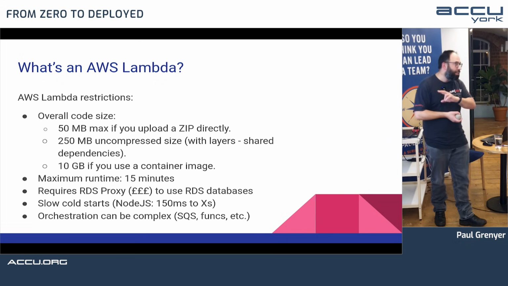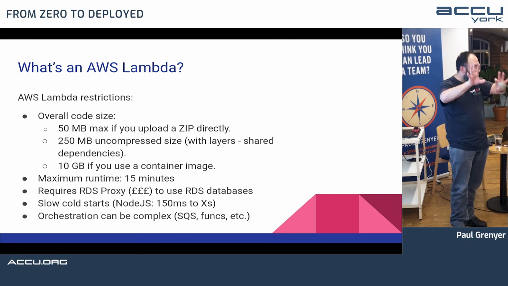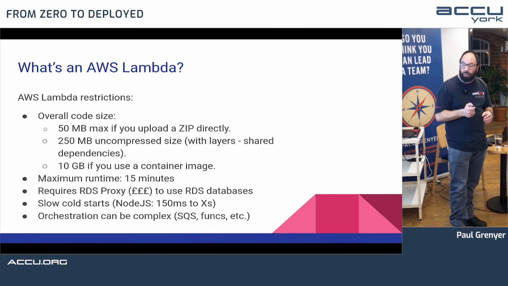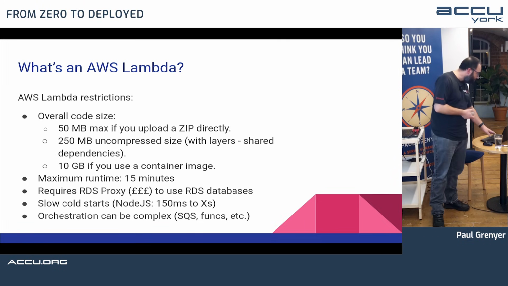And orchestration can be complex. I was a bit blasé about how easy it is to stick the Lambda into the cloud and not worry about the networking, but it's not quite that simple. How you get the messages from these other things into the Lambda can be quite complex. But once you set it up once, it's set up and it's just repeatable and repeatable and repeatable.